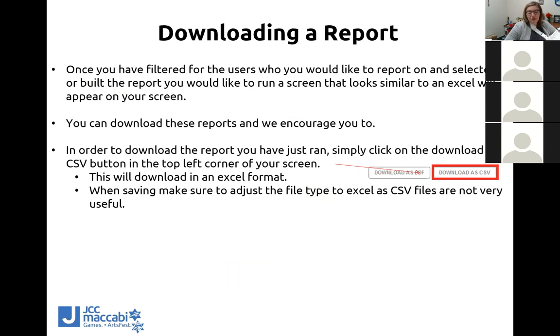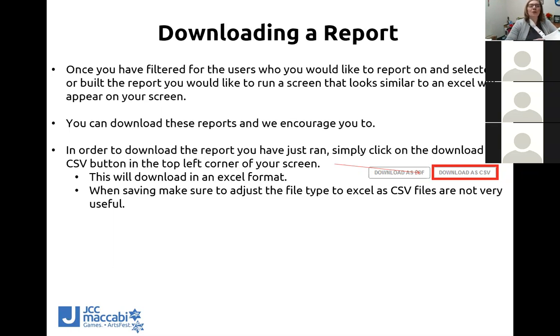Once you've clicked that report and the report name you'd like to apply, you'll see that your screen refreshes to almost what looks like a mimicked Excel spreadsheet, and you'll be able to download and extract the information from the system to manipulate for your use. In order to do so, in the top right-hand corner of your screen, you'll see a button that says Download a CSV. You'll simply click on this button.